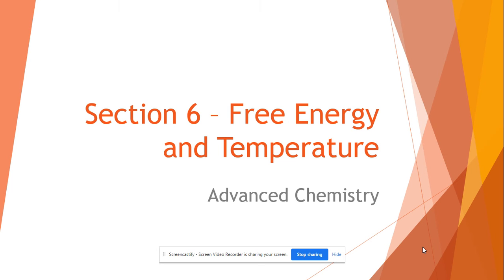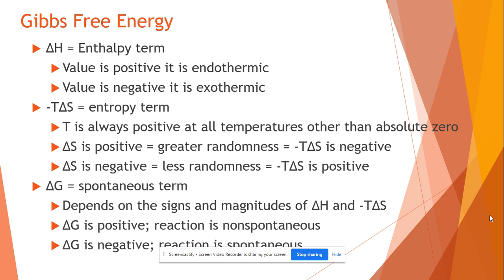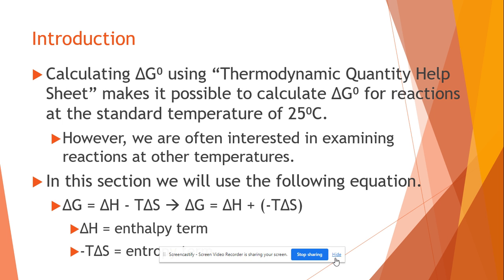Hey everyone, today we're going to finish the very last section of this chapter and relate free energy and temperature now. Calculating delta G of the standard form using the thermodynamic quantity help sheet makes it possible to calculate the delta G for standard temperature reactions. Those reactions are the ones at 25 degrees Celsius, otherwise known as 298 Kelvin.